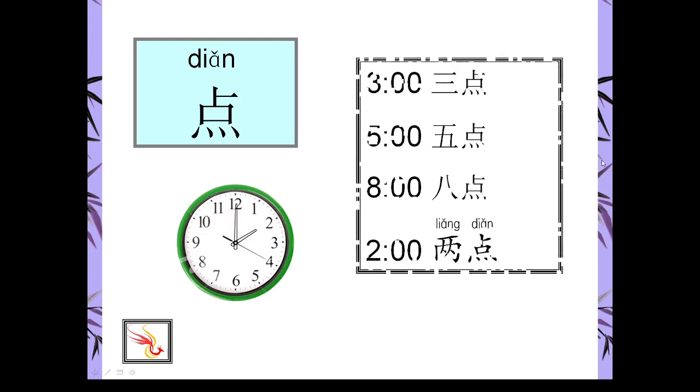For example, 3 o'clock, 3点. 5 o'clock, 5点. 8 o'clock, 8点. 2 o'clock is different. For now, you can remember 2 also means 2. I don't want to go into too much detail in this topic. So 2 also means 2. But when it's 2 o'clock or 2:30, 2:15, you have to use 2点. So 2 o'clock, 2点.